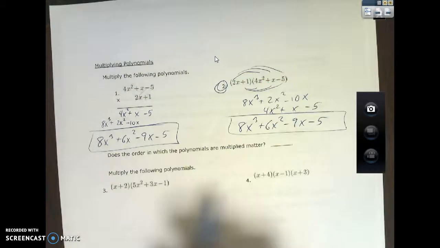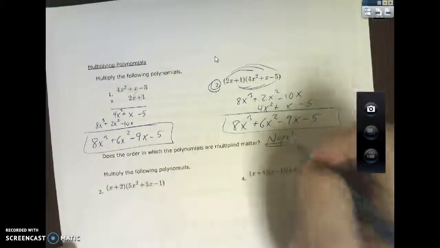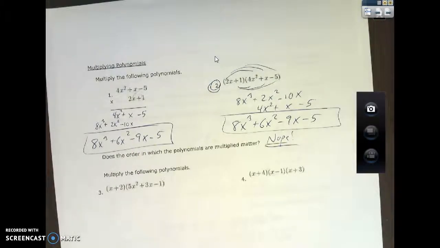Does the order in which the polynomials are multiplied matter? Nope. All that matters at the very end is that you have everything combined like terms, and you have it in standard form. I always want your answer in standard form. I will be picky on that.